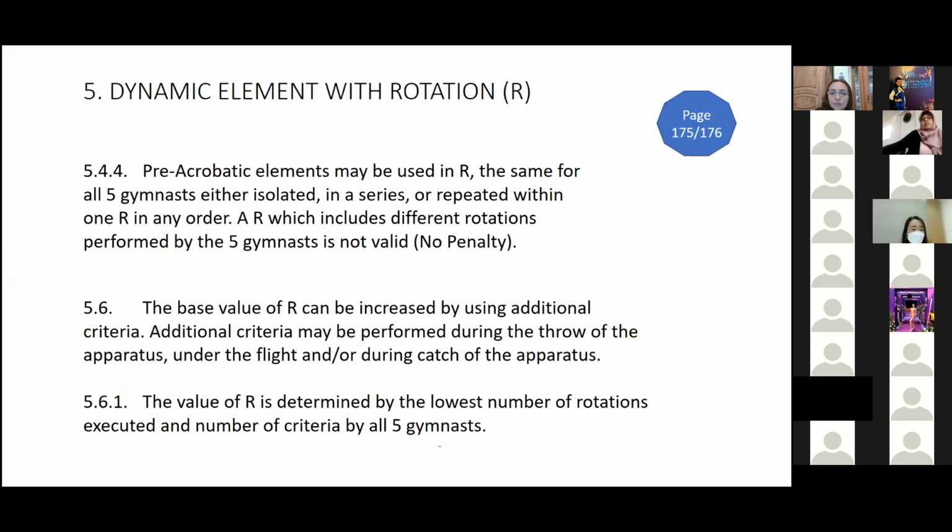The pre-acrobatic elements may be used in R, the same for all 5 gymnasts, either isolated, in a series, or repeated within one R in any order. R, which includes different rotations performed by all 5 gymnasts, is not valid. This we explained. The base value of R can be increased by using additional criteria, the same like individuals, but additional criteria may be performed during the throw of the apparatus, under the flight, or during the catch of the apparatus. The value of this R is determined by the lowest value number of rotations criteria performed by the gymnast. So the lowest number criteria by all 5 gymnasts.